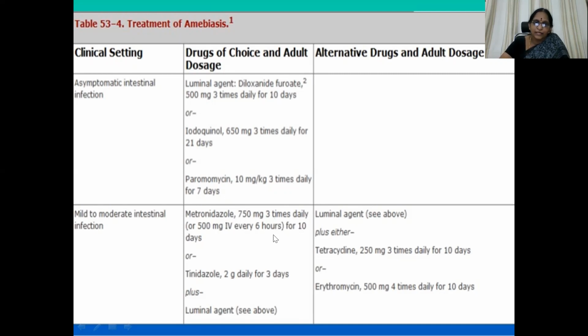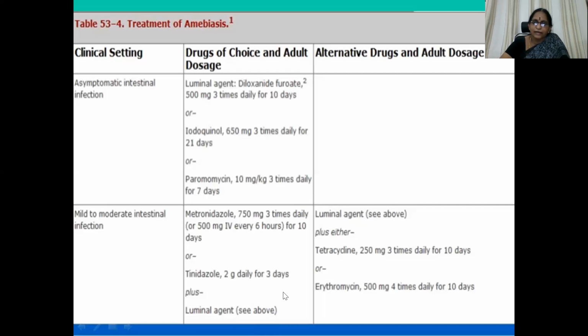750 mg TID or 500 mg IV every 6 hours for 10 days. Some books say that even in a mild case, 750 mg is to be given, but some books say that for a mild case 400 mg is enough. Okay. Then tinidazole 2 grams daily for 3 days and a luminal agent like this, either of these.